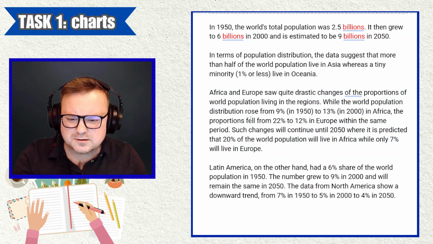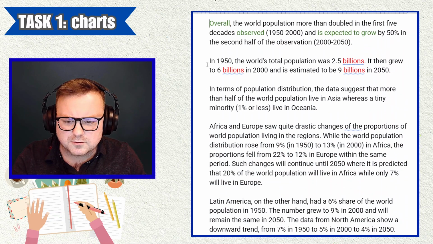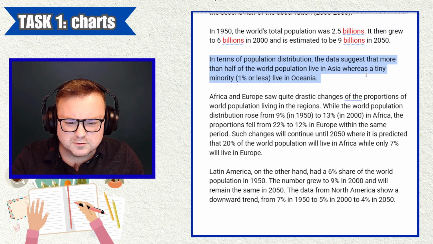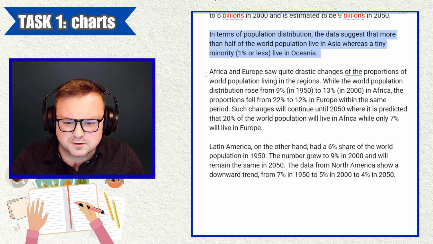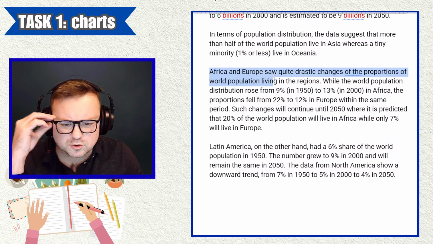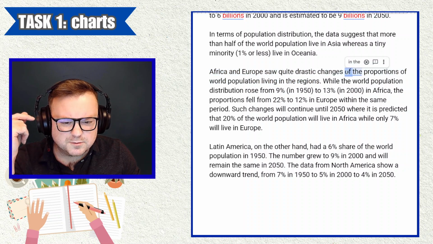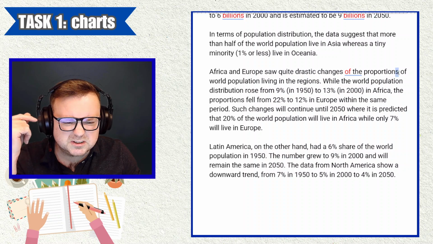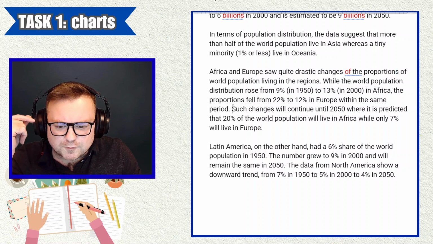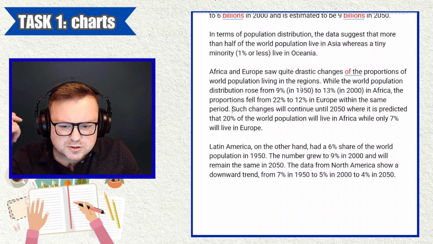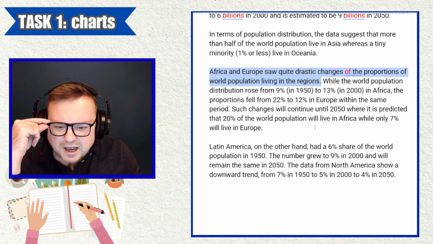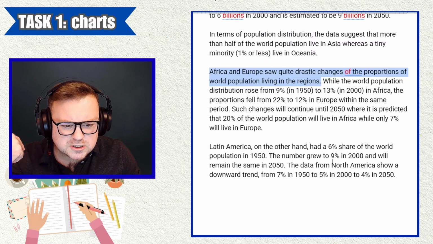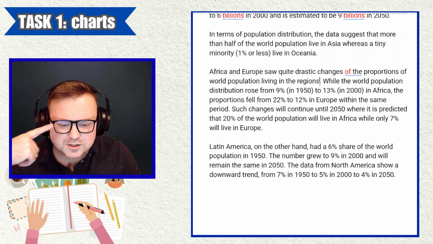So I don't know where we are. Like, overview, specific, overview, overview. Africa and Europe saw quite drastic changes in the proportion of world population living in the regions. Okay, this sentence is a little bit weak here. Yeah, it just feels a little confusing.